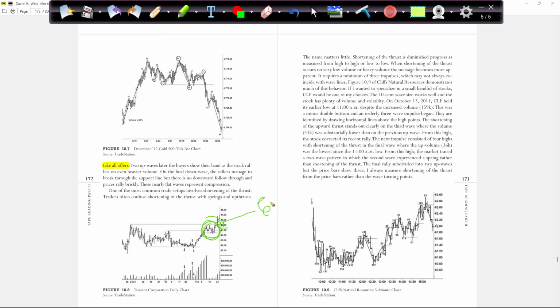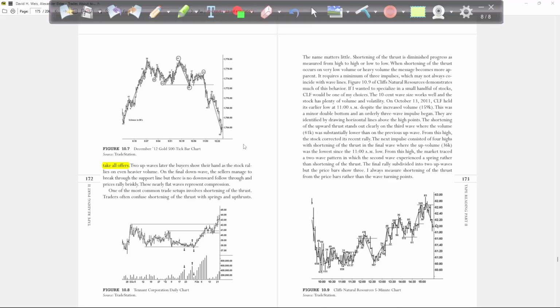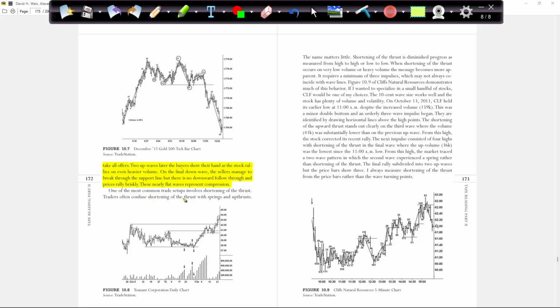Let me write it down. Compression. So yeah, one of the most common trade setups. Actually, it's quite important. One of the most common trade setups involves shortening of the thrust. Traders often confuse shortening of the thrust with springs and upthrusts.